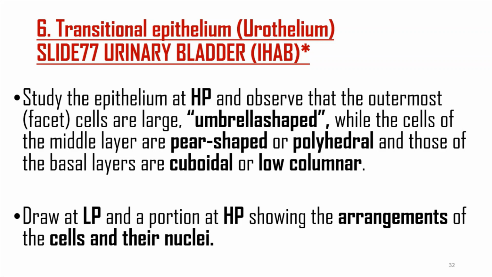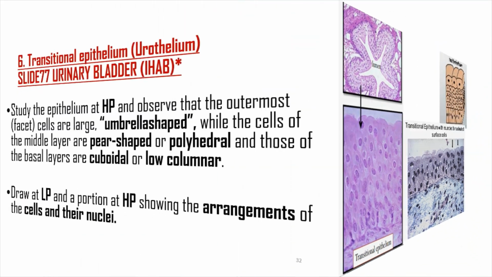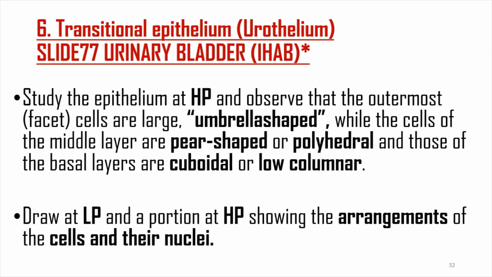Let's move on to slide number 77, which is transitional epithelia. Transitional epithelia is also known as urothelium. Urothelium is found in the urinary bladder. Here you should draw at low power, and then after drawing at low power, you should draw a portion of it at high power. So 2 diagrams. You should study it at high power and observe the umbrella shaped cells. So it is umbrella shaped.